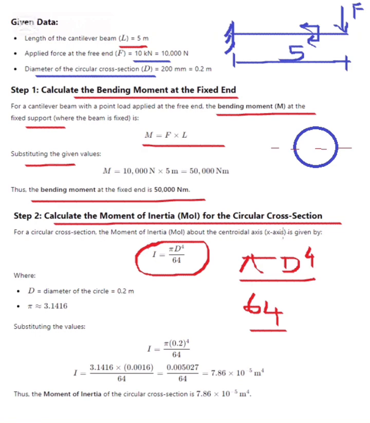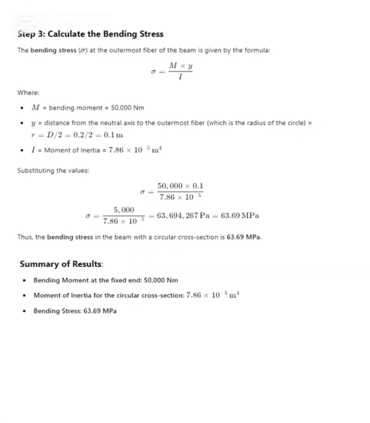Similarly, we calculate the moment of inertia of the circular cross section. For a circular cross section, the moment of inertia about the centroid axis is given by pi d power 4 by 64. Diameter we know. So substituting the values, we get 7.86 into 10 power minus 5. Next step is to calculate the bending stress. Bending stress at the outermost fiber of the beam is given by M into Y by I.